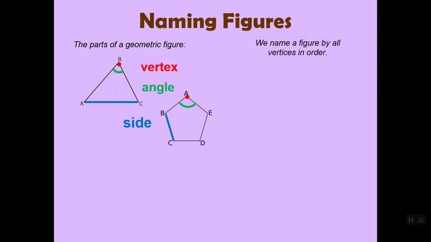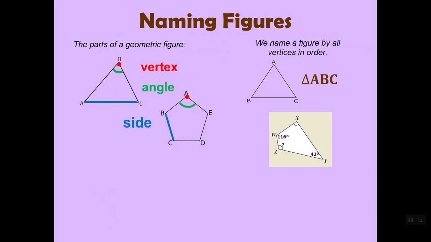Now when we go to name a figure, we're going to do that by listing all the vertices in order as they go around the figure. So in this triangle, we're going to name it first with the little triangle symbol and then A, B, C. Those are all three vertices.